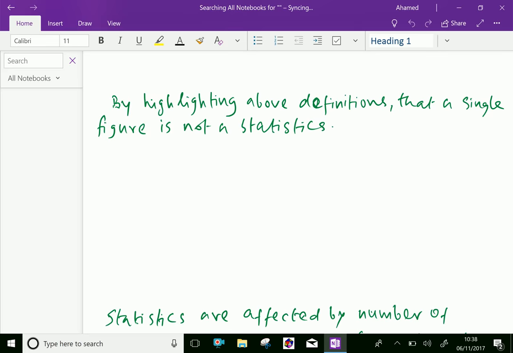Suppose you are considering the national income of a country for one year. It does not come under statistics because there is no comparison with others. So we have to take the information about national income of some more years, more than one year, then we can compare the national income of each year, the present year compared with last year, and we can forecast the national income in future years. So a single figure does not come in statistics, so we need a collection of figures.